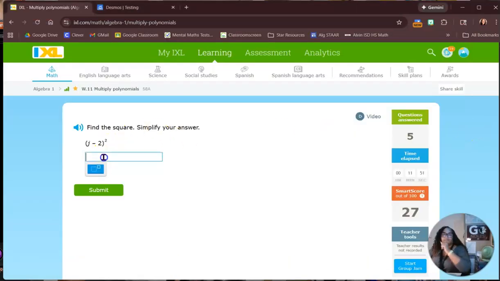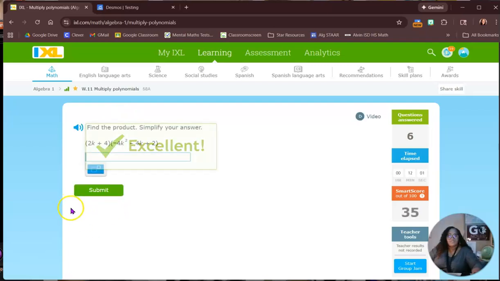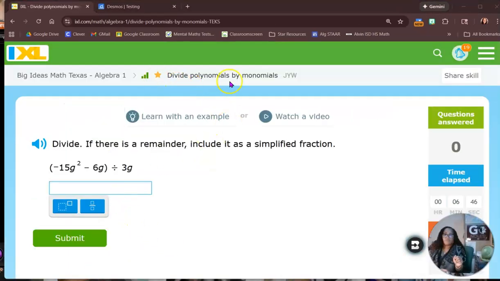And then type it in. J squared minus 4j plus 4. Let's see if we got it. We did. Okay, now we're on to JW or JYW, where we're dividing polynomials.